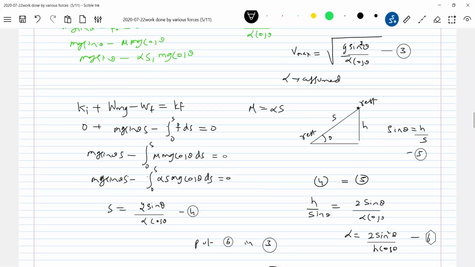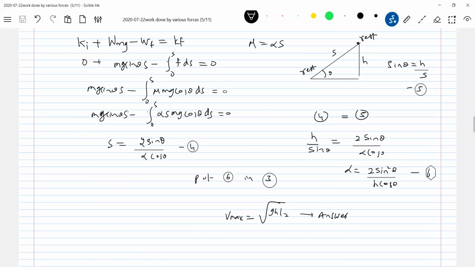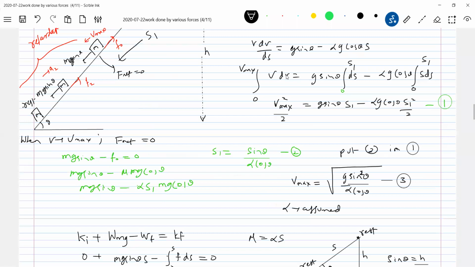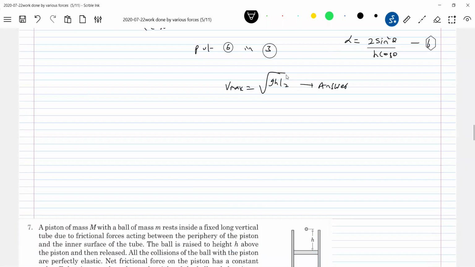I'm just replacing, no, like what all I should replace? Sine square theta by alpha cos theta. gh by 2 will come. You cannot use conservation of mechanical energy because here friction is a non-conservative force. That's why I applied the work energy theorem. Check your calculations. Check your calculations. Check your calculation because I didn't do any big mathematics here. Come for this.